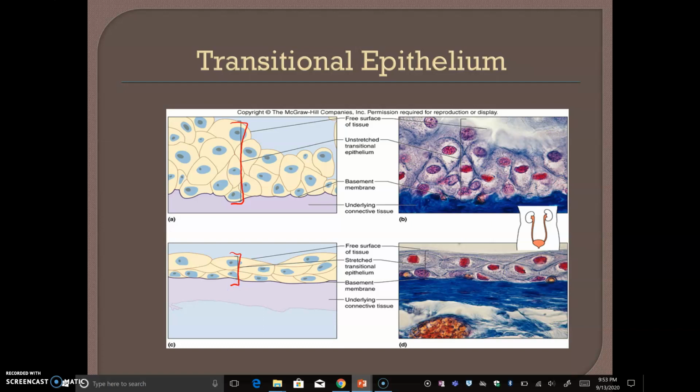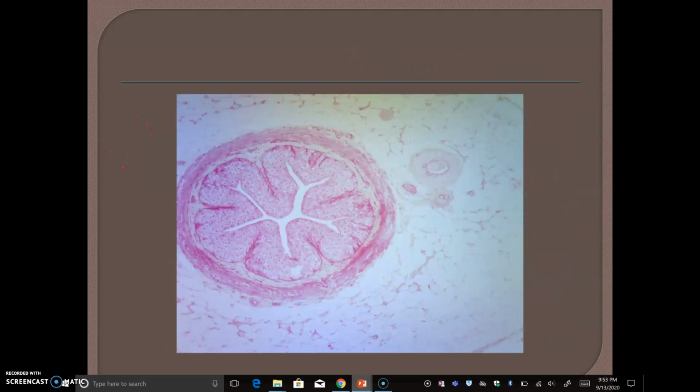So this transitional epithelium is going to still have multiple layers here, but we can see that when it's not stretched, we have a thicker area here, but when it is stretched, we have a thinner area. So it's going to kind of look like this flower-like structure when it's unstretched. And we can see this thick layer here. So this is an unstretched transitional epithelium here.